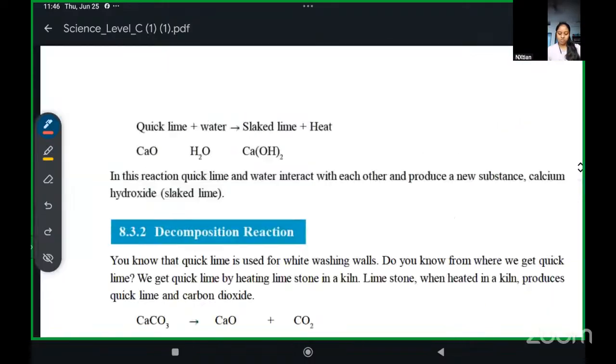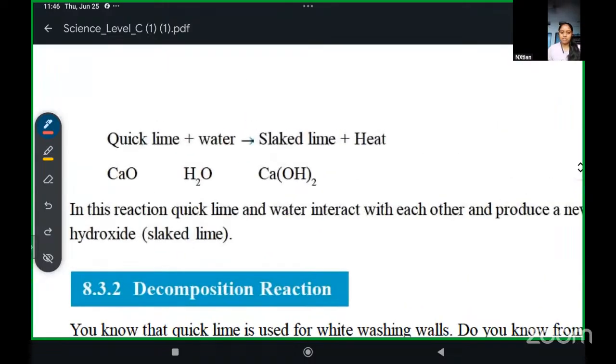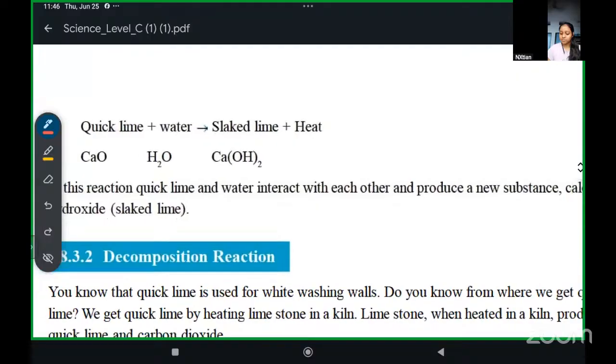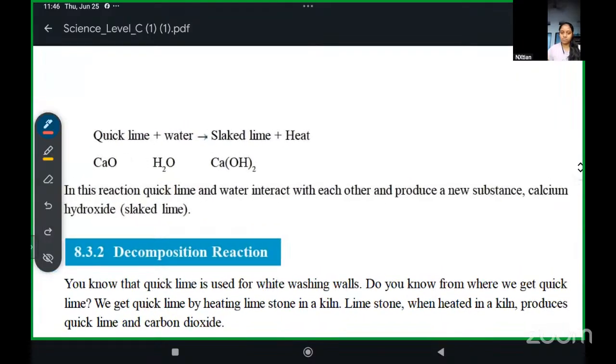Excuse me, ma'am. Yes, Hannah. Ma'am, I just joined. Could you repeat? It's okay, Hannah. I just started with the combination reaction only. I just began when you joined. We just started the combination reaction in which two substances combine to form a new substance.